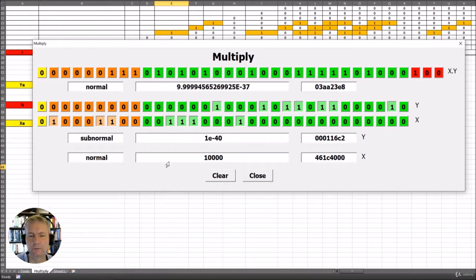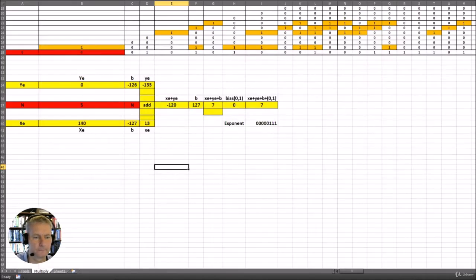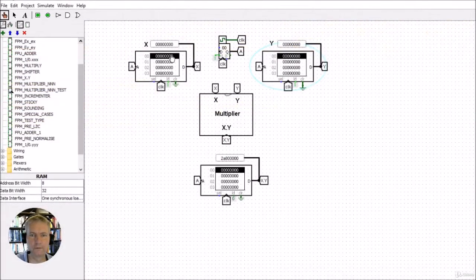And you can see here we're going to have a normal times a subnormal giving a normal result, and these are the values that we want to put into the multiplier in Logisim, and this is the output we expect to get. So let's go and we'll put our values in now.